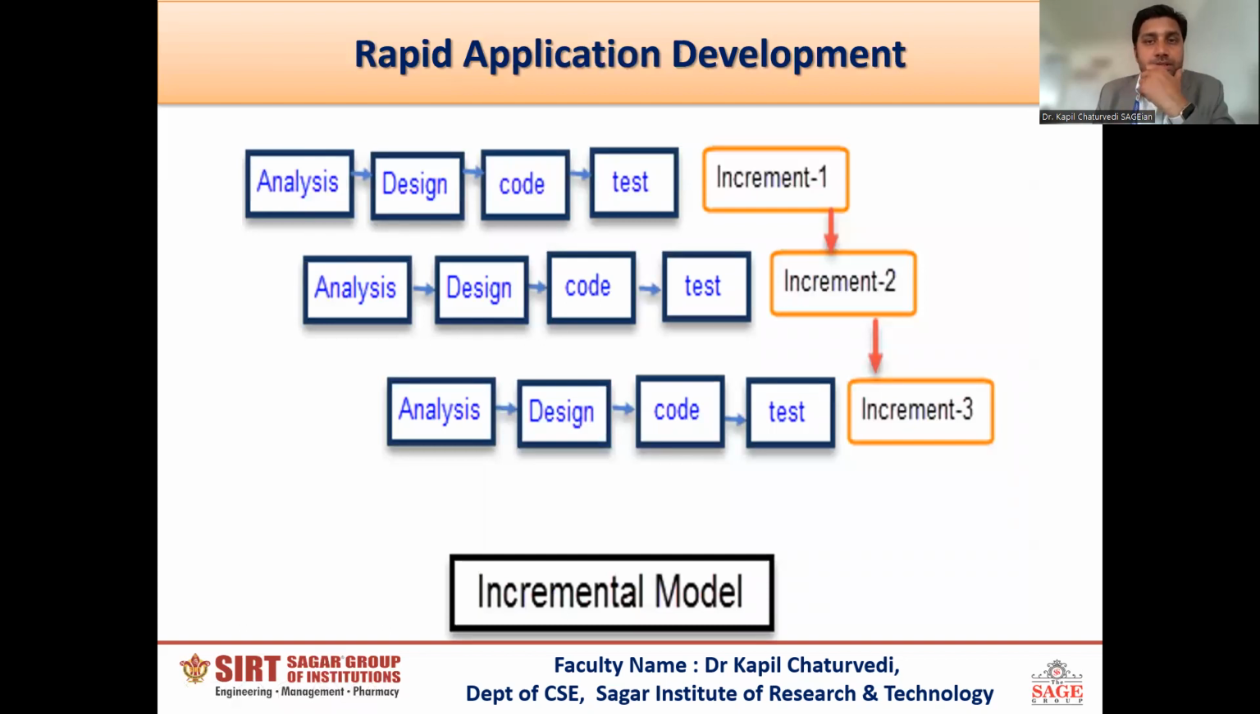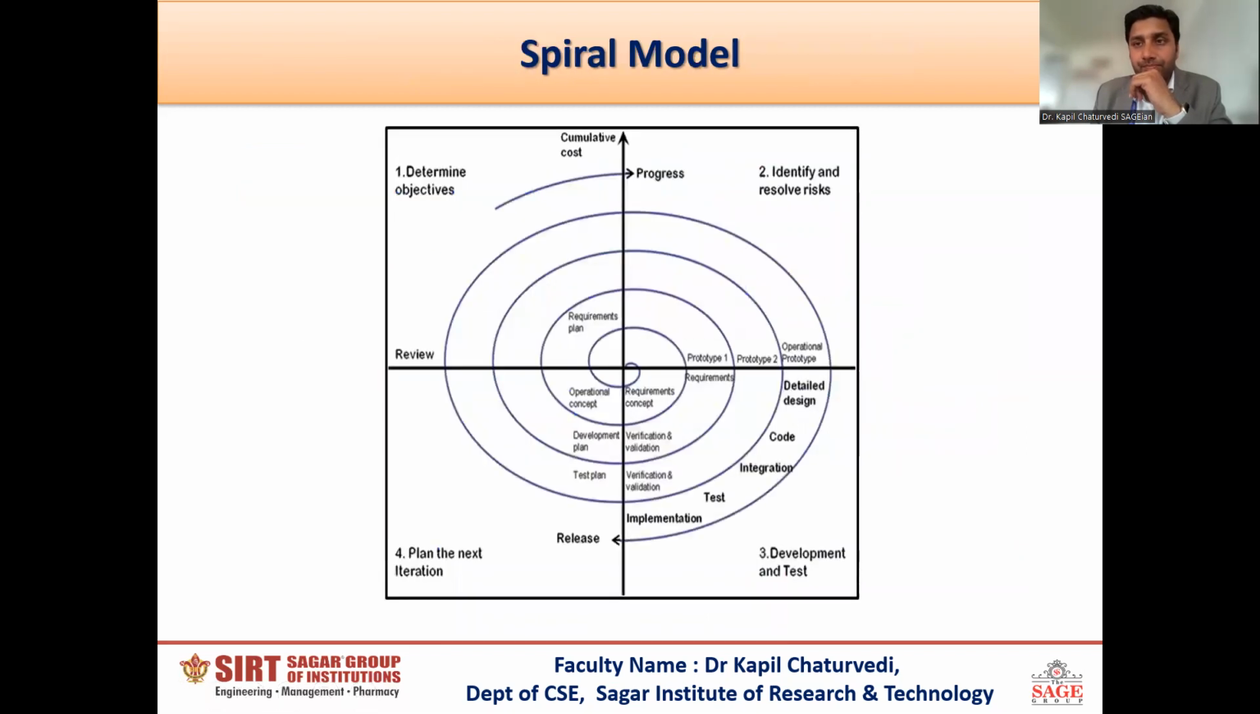The second model is rapid application development. In this, you can see that many of the increments go on parallelly. If the application development time is very short and we have to develop the application very rapidly, in a very small duration, then we divide that application into multiple modules and work in multiple increments to develop the rapid application.